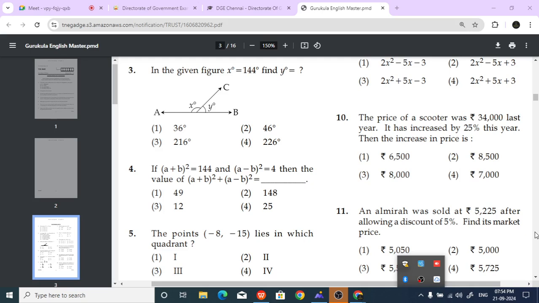Okay. Last year, the price of the scooter is 34,000. This year, it has gone up. It has increased by 25%. So they are asking how much it has increased. Find out on your own. So second option. Is it second option?